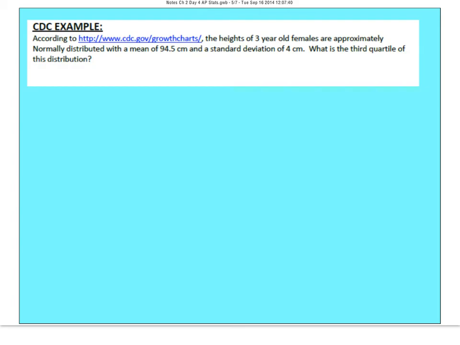Now I think it's important for us to do some more examples on here. So here we have our CDC example. We have the height of 3-year-old females are approximately normally distributed with a mean of 94.5 centimeters, a standard deviation of 4. What is the third quartile of the distribution?